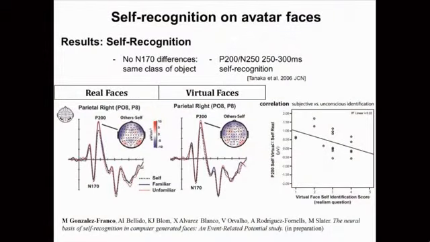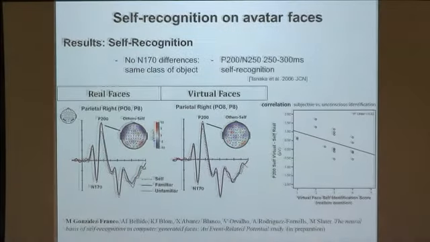And that's what we were saying here, that this difference, exactly the one we are talking about, the voltage difference between the virtual and the real self, was actually correlated with the identification. So the more I really think that avatar face looks like me, the more my brain processes it like me.